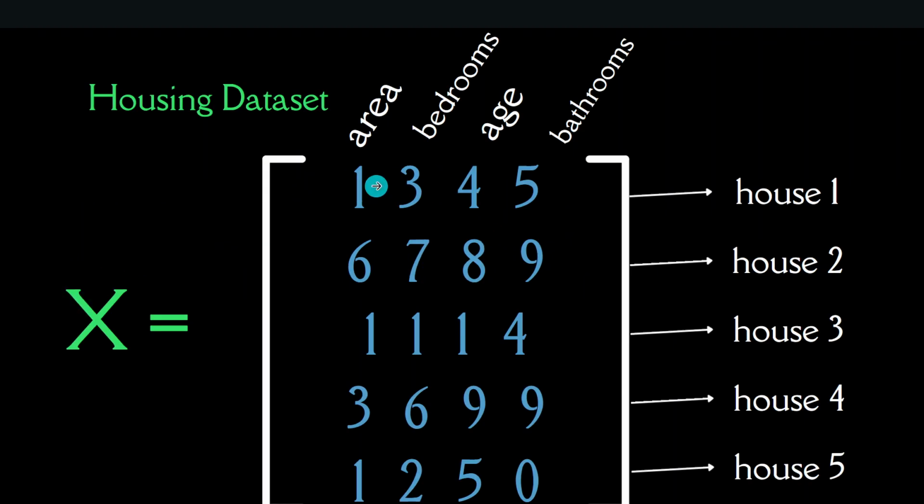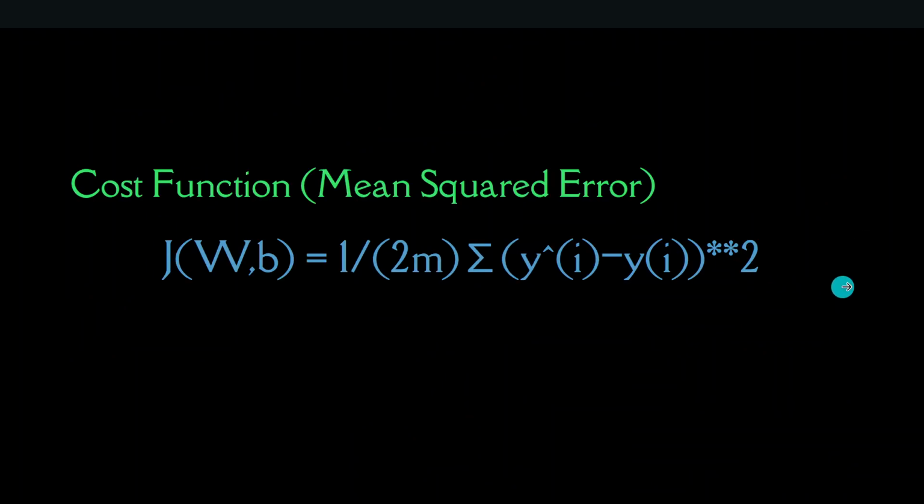What we basically are doing is finding the predicted value for each row and then finding the average across the rows. There are five houses, so we will find the error for each row and divide it by 5. That is the loss function.